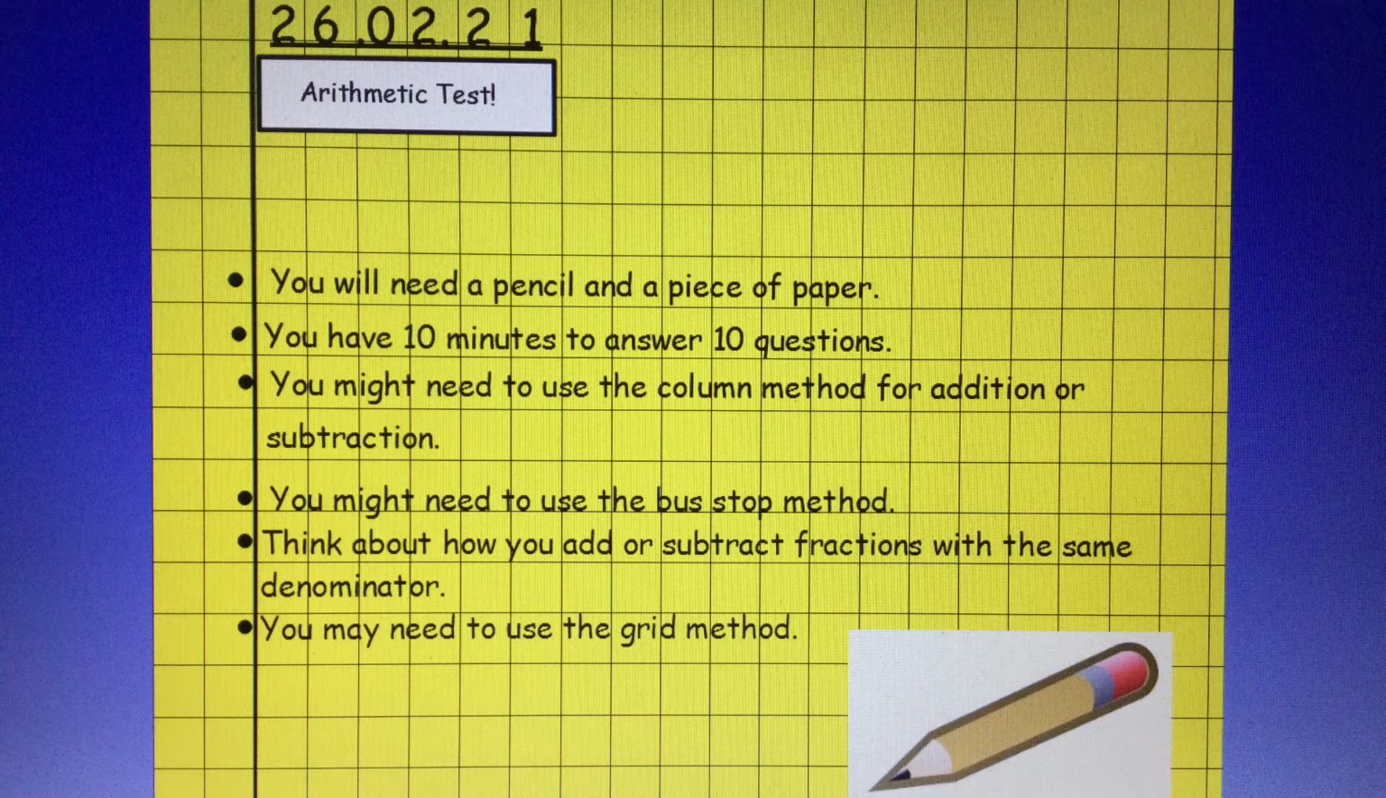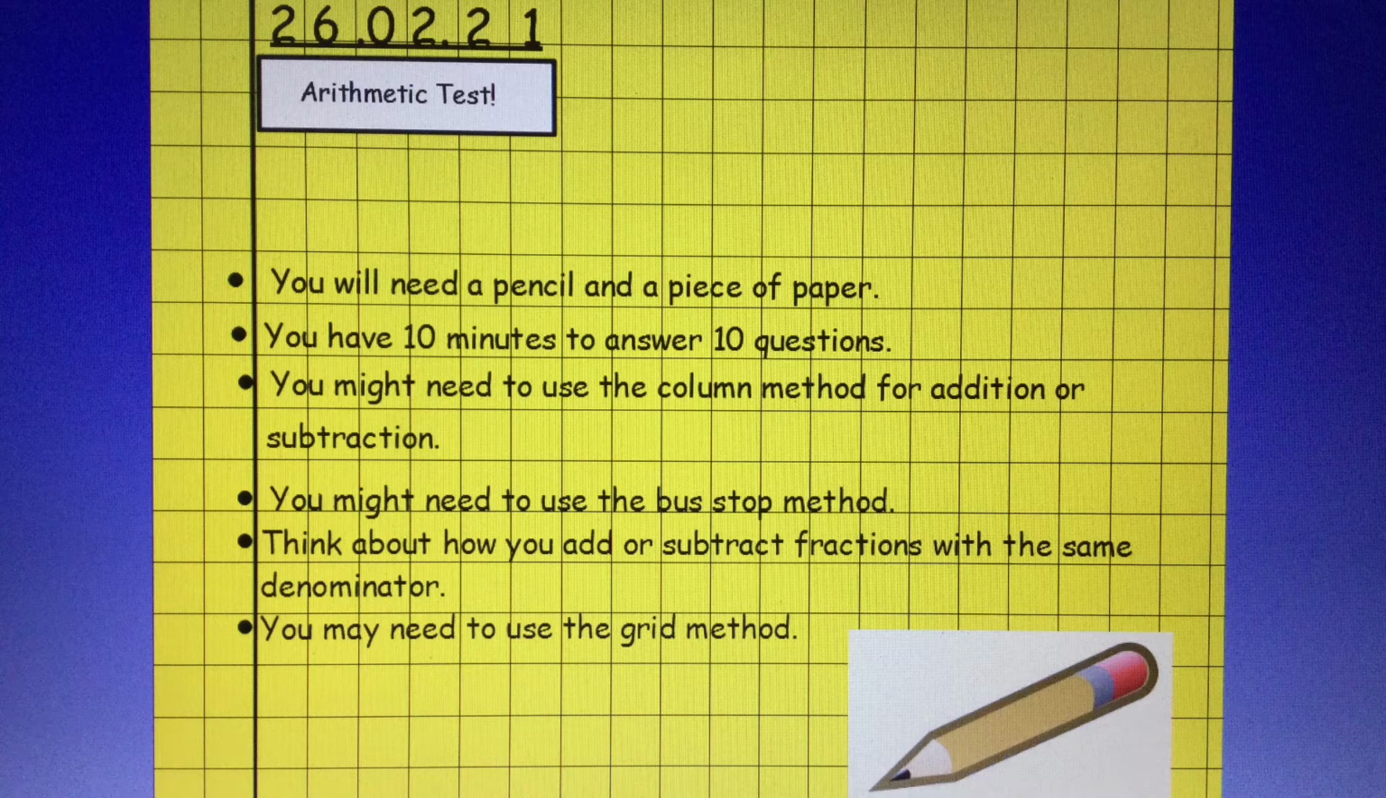You will need a pencil, a piece of paper and a positive attitude. You have 10 minutes to answer 10 questions. So grab a timer if you can find one on an iPad, phone, watch, whatever you have available.